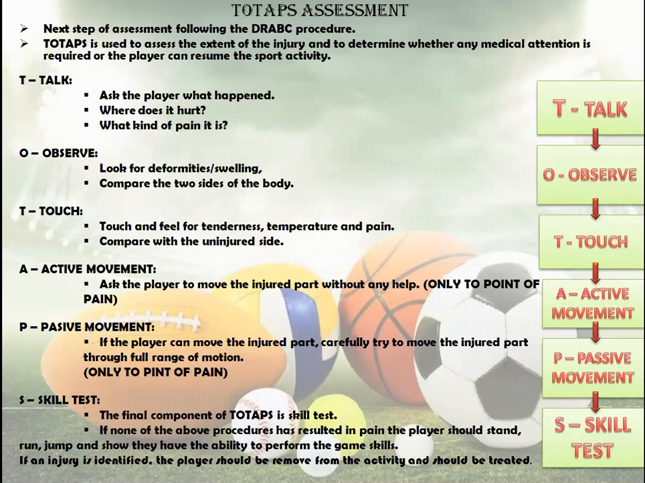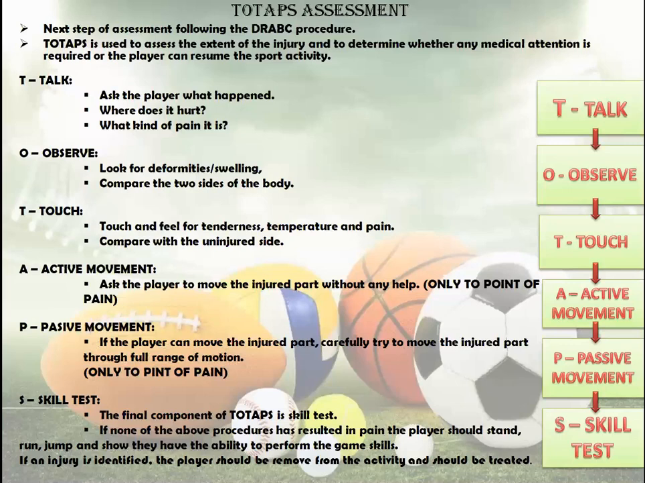The first T in TOTAPS stands for talk. Initially, the therapist should talk to the player and ask what happened and where the injury happened. We should also ask the player about the pain characteristics. Following T, O stands for observation. The therapist should compare the injured site and the normal side of the body and look for any swelling or deformity. The second T in TOTAPS stands for touch. It is very important to touch and assess the player. Touch and feel for tenderness, warmth, swelling or any deformity. Then ask the patient to move the injured part actively within the pain limit.